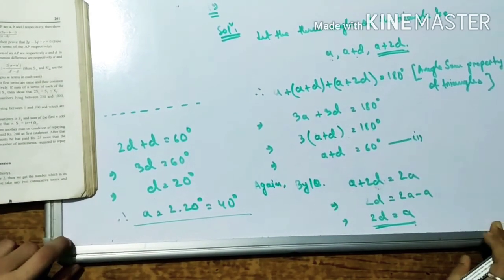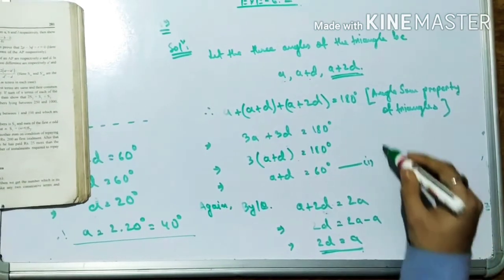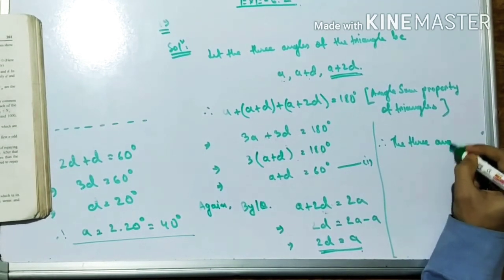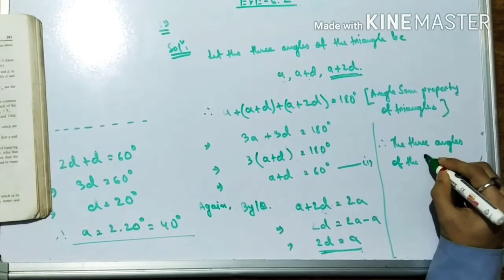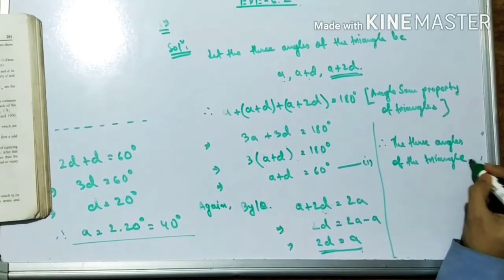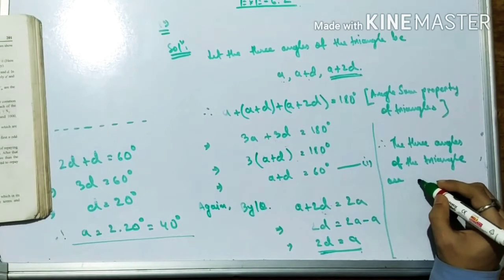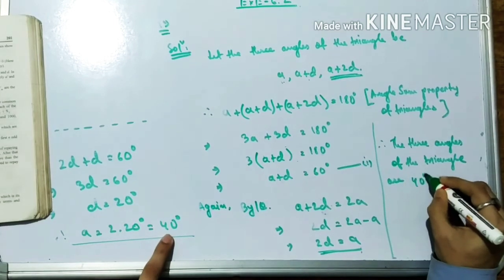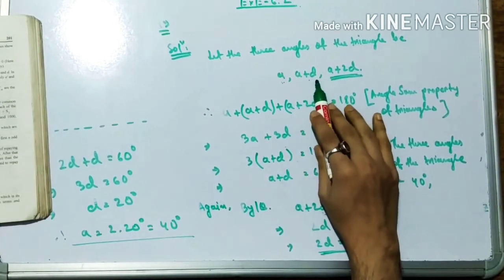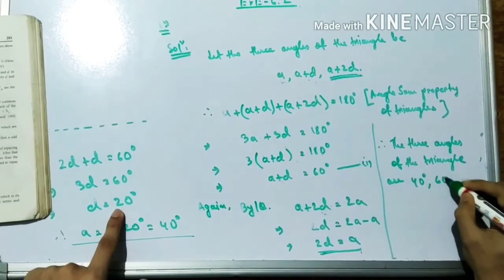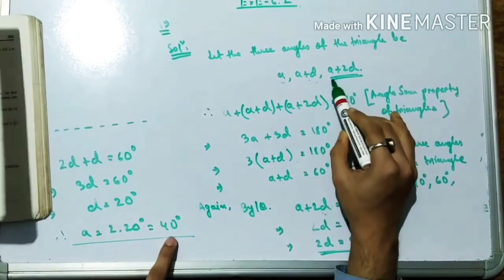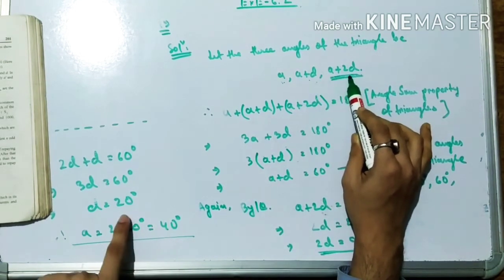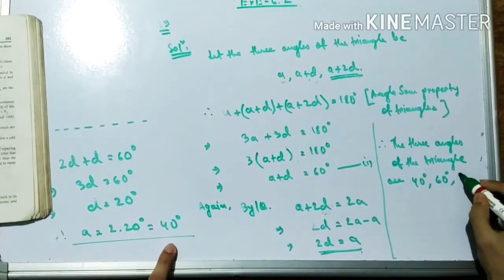Now easily you can find the three angles of the triangle. The first one is A, which is 40 degrees. Next is A plus D, that is 40 plus 20, which is 60 degrees. And the last one is A plus 2D, that is 40 plus 2 into 20, which is 40 plus 40, so 80 degrees.